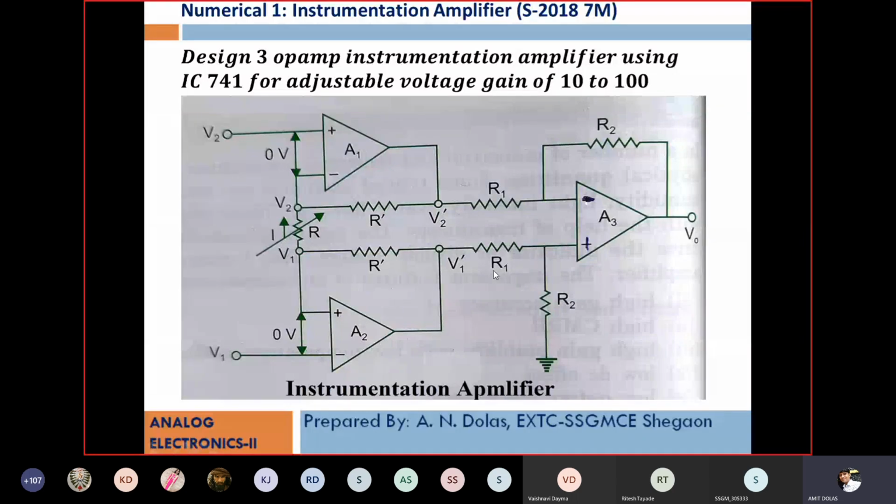So we have 10 minutes. We'll solve a very small numerical asked for 7 marks in summer 2018. It only asks to calculate the gain, that's it. No voltages are given.